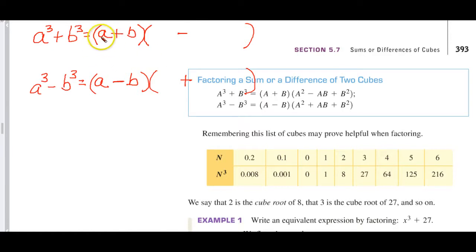Now, the next stage is you look here and you square this term. Square that term. Now, you multiply these two terms together, disregarding the sign, because you already have the sign. That's going to be ab. And now you square this term. And there you have it. And that's what they have here. Okay?